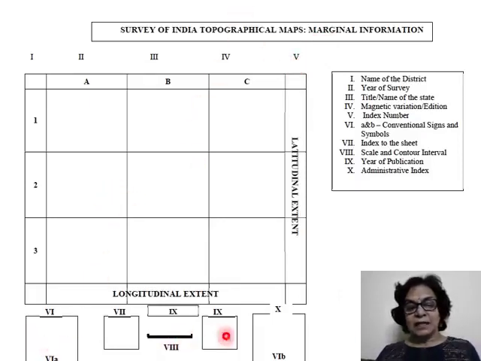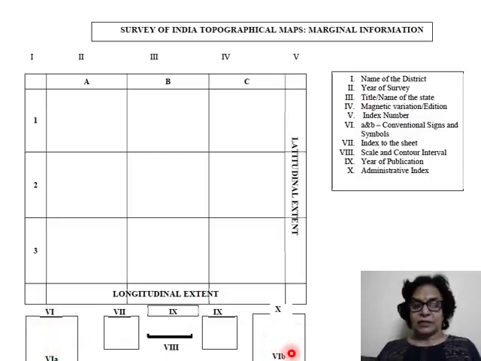The sixth A and sixth B represent the signs and symbols. These are the conventional signs and symbols. Normally on the A side, on the left, we have more of the physical features, and on the B side you have cultural features. We'll be studying these signs and symbols separately. Then number 7 is the index to sheets, which gives the information about the surrounding topo sheets. If you are interested in more information about what lies to the east or to the west or to the north or south, you get the information here.